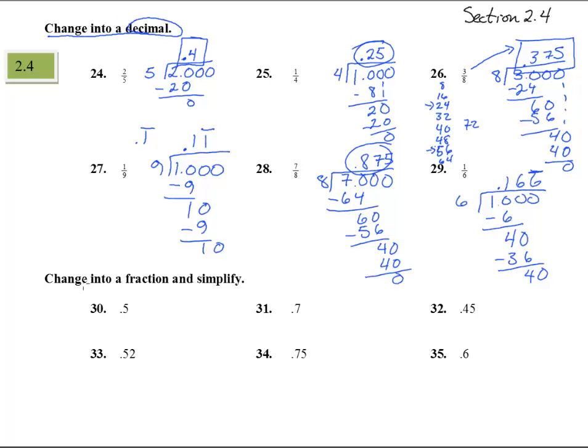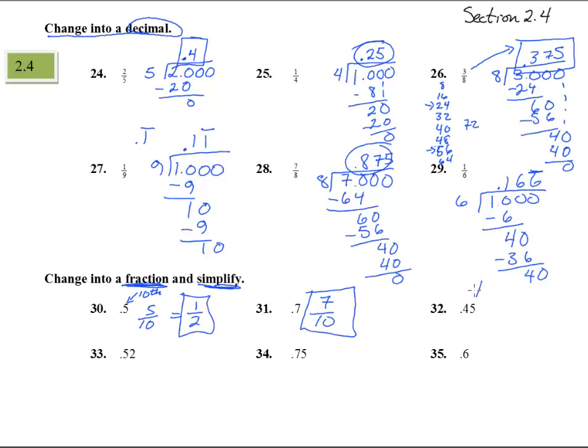Good. Number 30. Now this time we're going backwards. We're going to change into a fraction and simplify. So we're going to take these decimals and turn them into fractions. Interesting little thing here. Here we had to do this division to do it. This is a little bit easier. 5 is in the tenths column, so we call it 5/10, just like that. And we can simplify to 1/2. Here 7 is in the tenths column, so it's 7/10, and that can't be simplified.